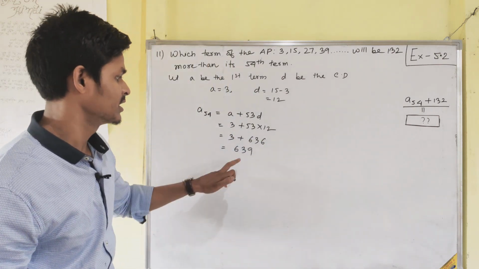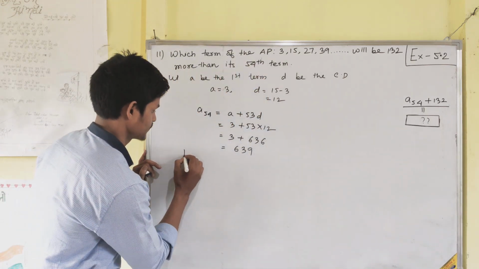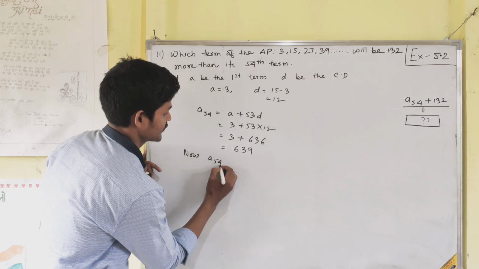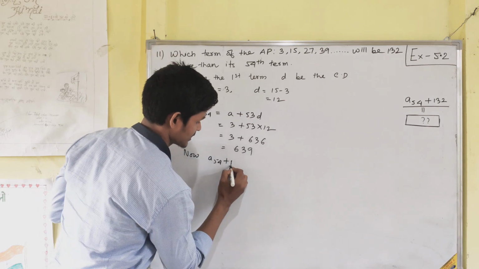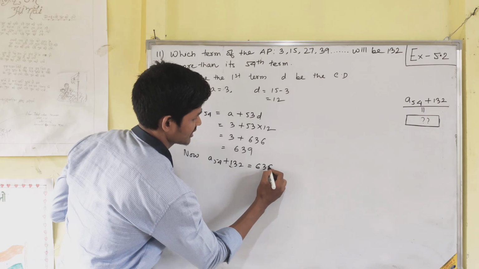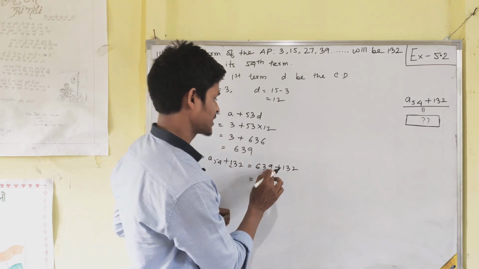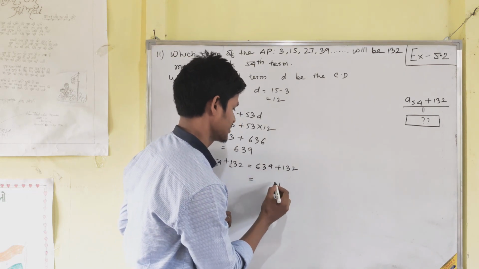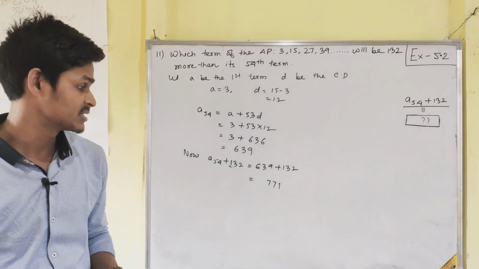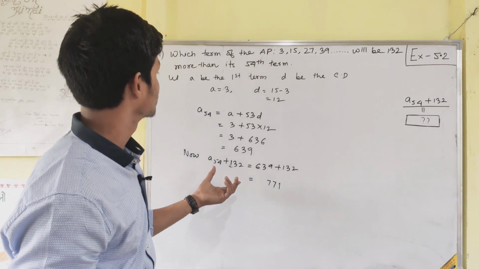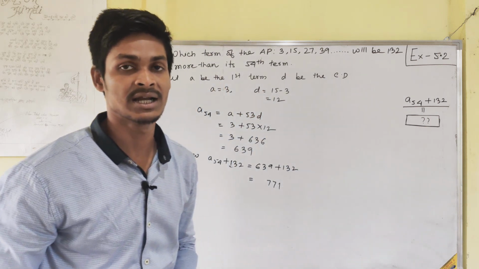Now you have to add 132 to the 54th term. A54 plus 132 equals 639 plus 132. If you add these two, what do you get? 9 plus 2 is 11, 4 plus 3 is 7, 1 plus 6 is 7, that is 771. This is the number you get if you add 132 to the 54th term.